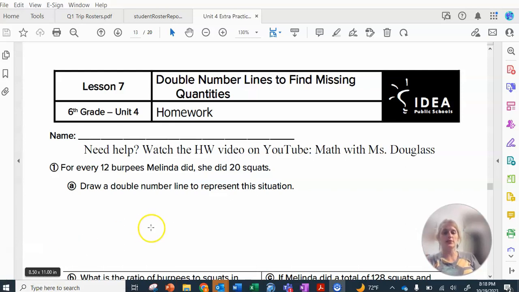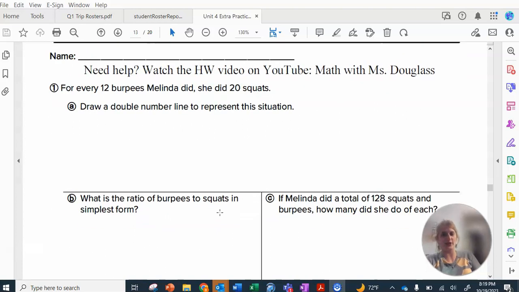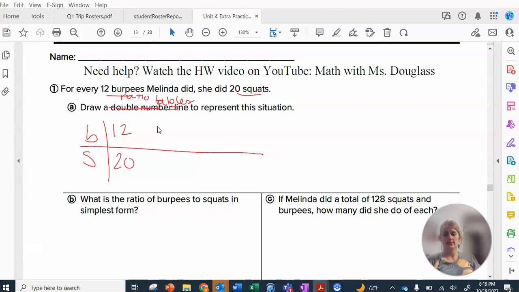Alright, we did this first one in class, most of us, unless you were in my first period. Sorry, I'll do it for you now. I don't want to draw double number lines. We did not really talk about these. I don't personally really like them. We're just going to draw ratio tables. So we've got burpees and we've got squats. So we've got burpees to squats, 12 burpees to 20 squats.